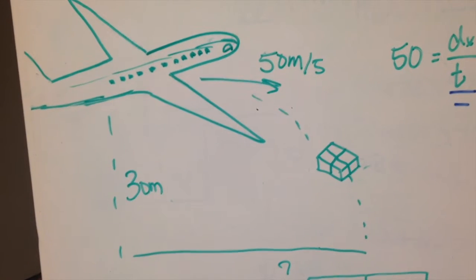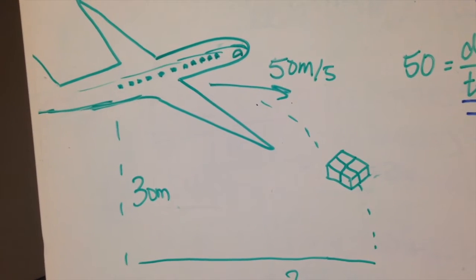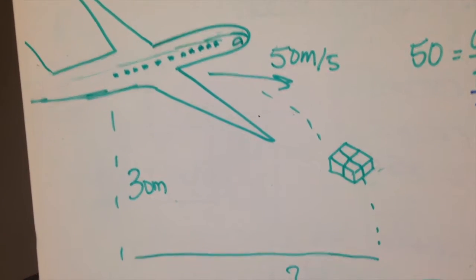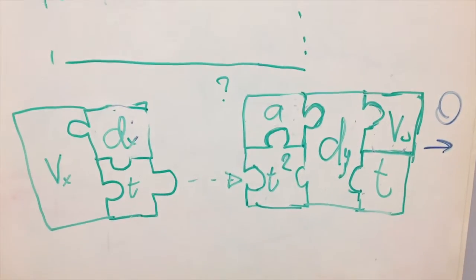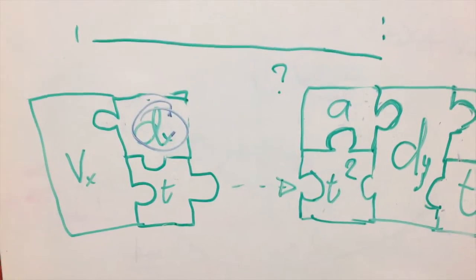Let's look at a real world example. The plane is traveling at 50 meters per second. It's 30 meters above the ground. It's dropping a package, and we have to figure out where the package is. Let's look at it like a puzzle piece. We're looking for dx, but what do we have?